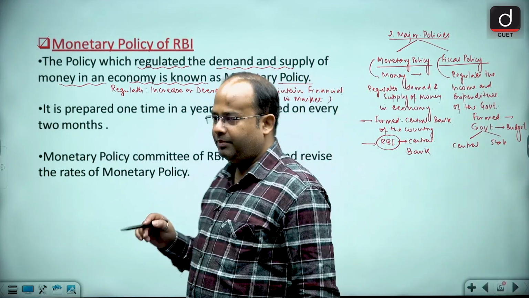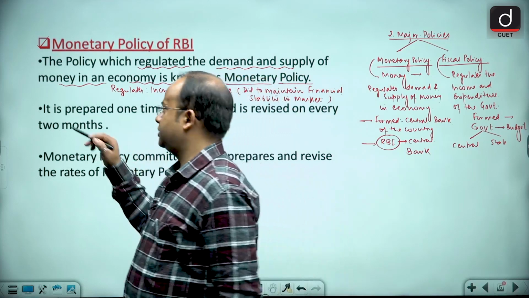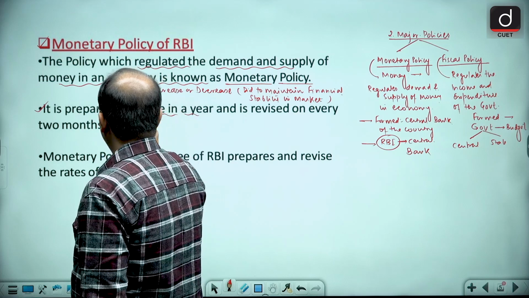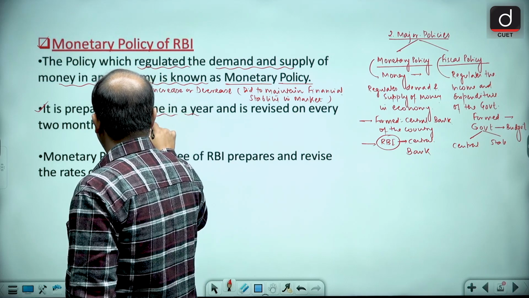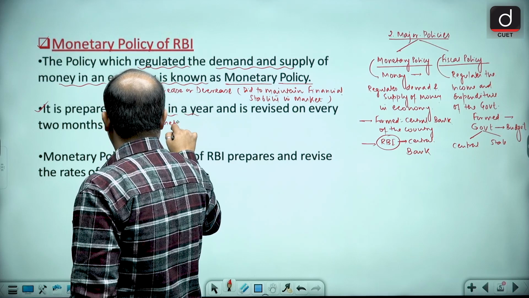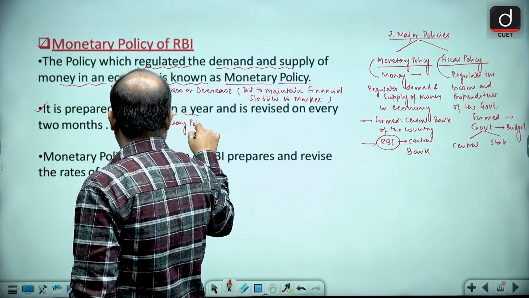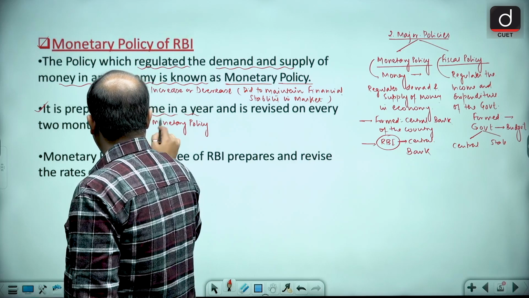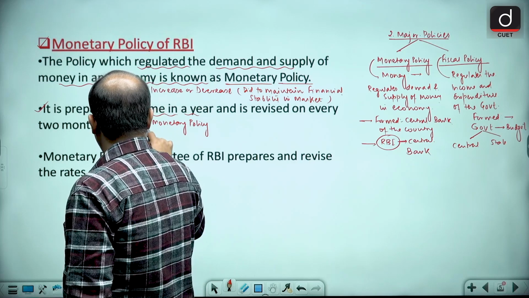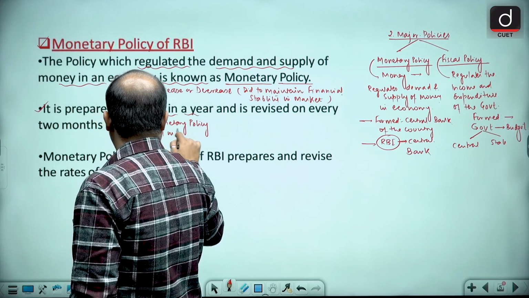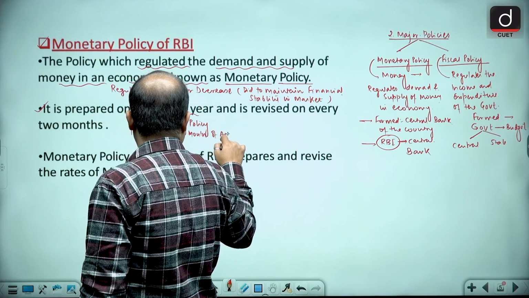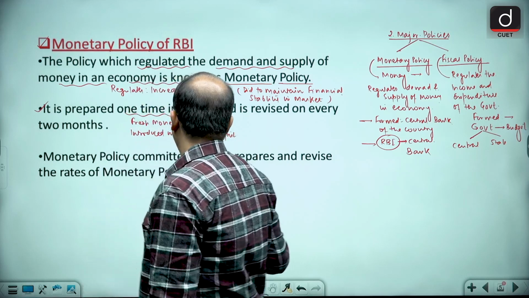And guys, monetary policy is prepared once in a year. It is prepared generally in the month of April. So once in a year, fresh monetary policy is introduced in the month of April every year.